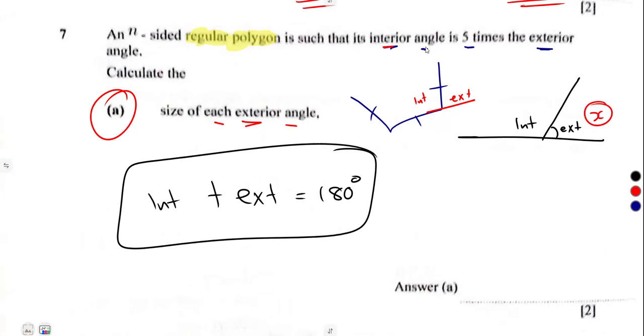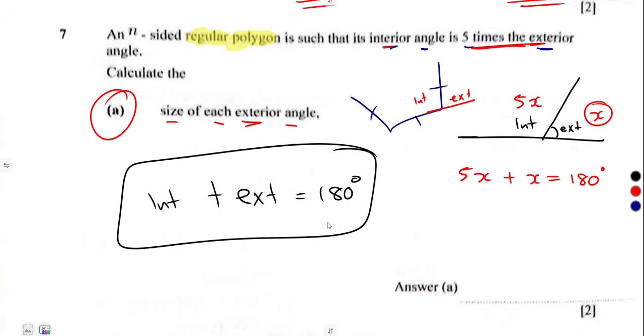They are saying the interior angle is 5 times the exterior. So that's 5 times what? 5 times x. So this is a relationship equal to 180 degrees that we can use to calculate the size of each exterior angle. As the exterior angle is represented by x, we can form an equation: 5x plus x is equal to 180, as x represents the exterior angle.